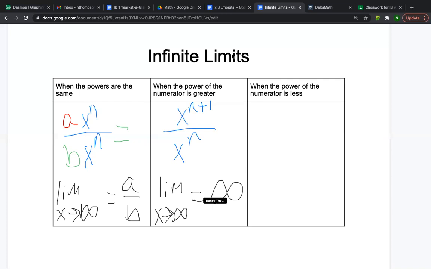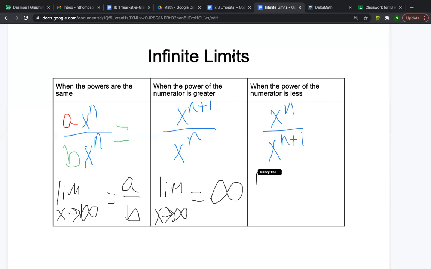So after that, when the power of the numerator is less than the power of the denominator, so if you have x to the n and x to the n plus 1, in this case, since the denominator is growing faster, the limit that we would be approaching is actually going to be 0.